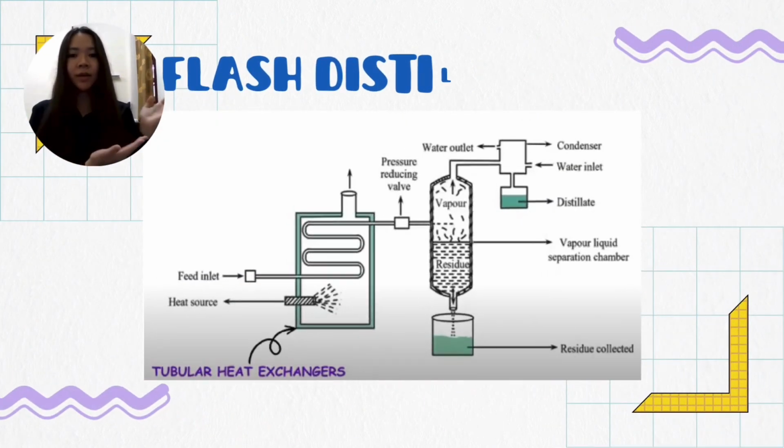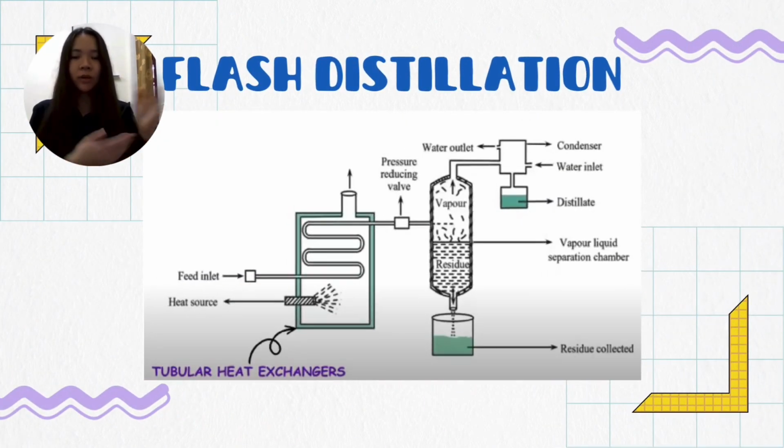This is a simple diagram of the flash distillation. Before the liquid mixture enters the flash distillation, it is heated in the tubular heat exchangers, as shown in the diagram. The hot liquid mixture is then fed through the pressure-reducing valve to a separator where the pressure is reduced adiabatically to produce vapor at the expense of the liquid. The liquid is withdrawn from the bottom of the separator while the vapor is taken from the top of the separator and condensed in the condenser.